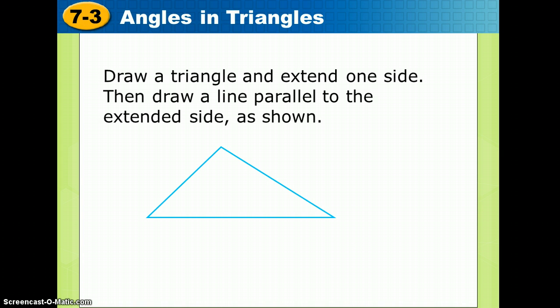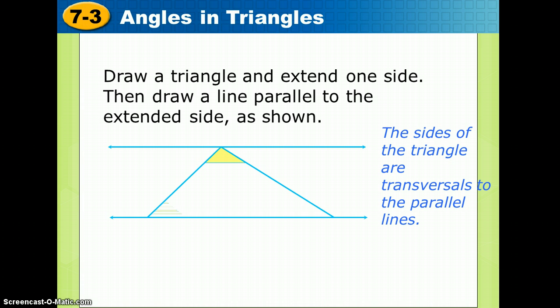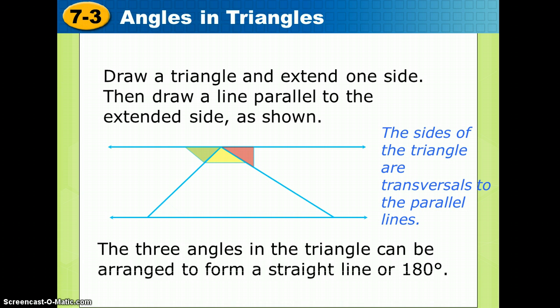If you draw a triangle and extend one side and then draw a parallel line to the extended side as shown, the sides form transversals, which you just learned in 7.2 what a transversal was, and those properties yield the fact that if you rearrange those angles, they do form 180 degrees. And that's really the basis of the Triangle Sum Theorem.